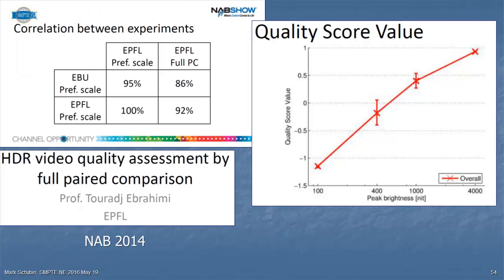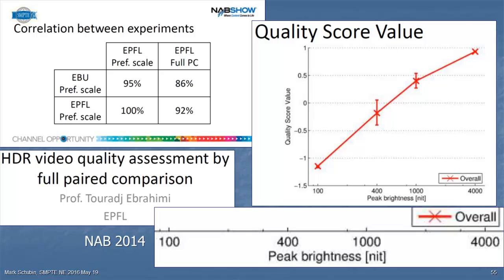This is the chart that I showed you before. It's blown up now because I don't have to compare the vertical scale to anybody else. And this is comparing the EBU to the EPFL, and there's very high correlation there. So everybody's getting pretty much the same results. But what are they measuring? Look at the horizontal scale there. It's not contrast. It's peak brightness. And we know that people like to have brighter pictures on their TVs.